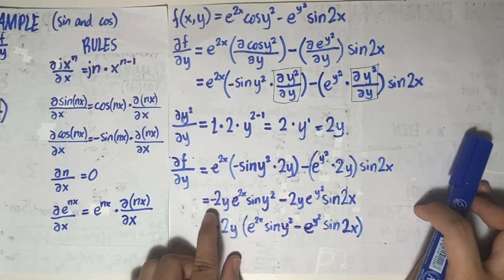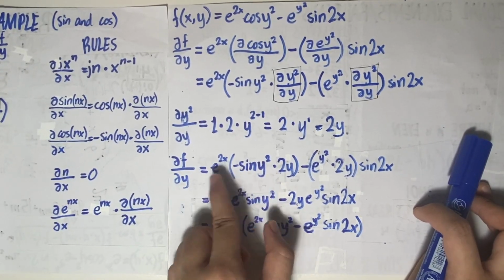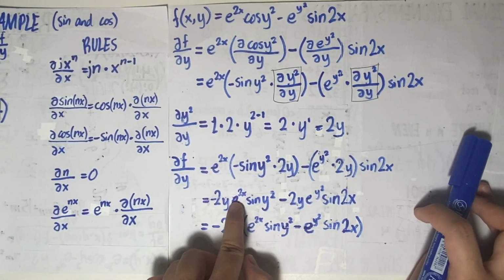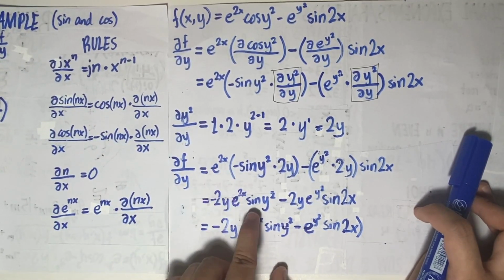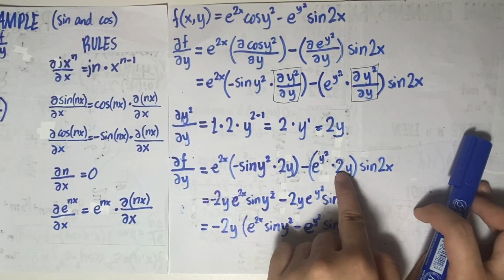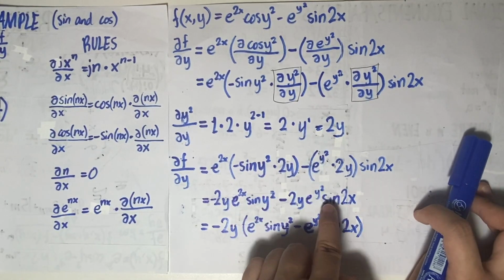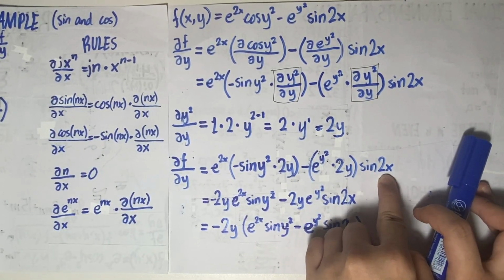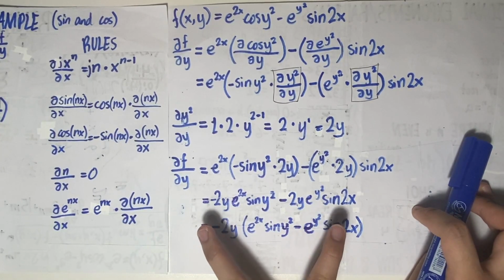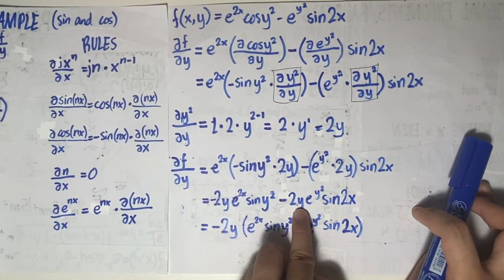We have negative 2y. Again, we get this negative from the negative sine y squared, and that's multiplied by all these variables. So it becomes negative 2y times e to the power of 2x times sine y squared, minus 2y times e to the power of y to the power of 2 times sine 2x. Okay? And we can notice that both of these terms are divisible by negative 2y. Both have negative 2y here.